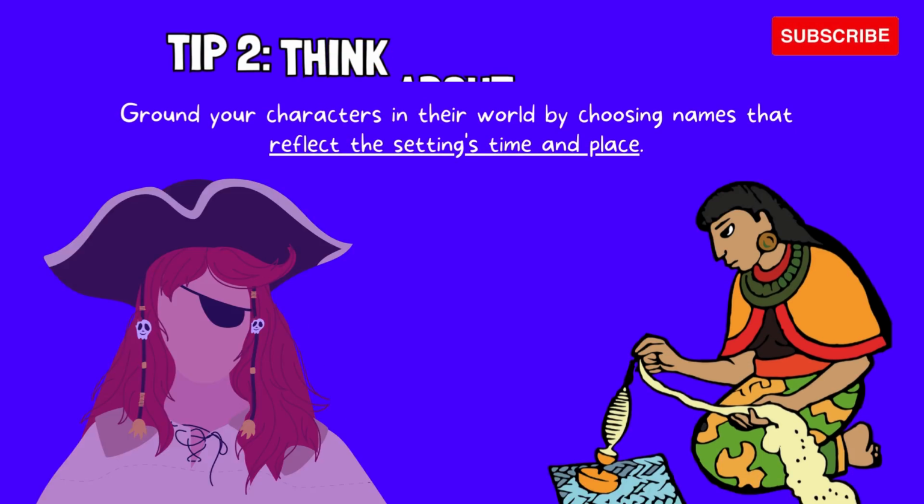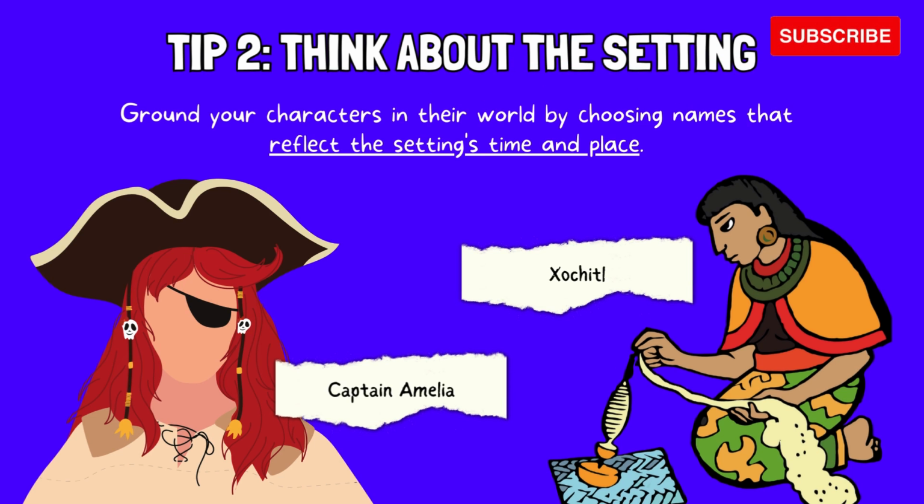Tip 2. Think about the setting. Ground your characters in their world by choosing names that reflect the setting's time and place. Imagine a swashbuckling pirate adventure on the high seas. Names like Captain Amelia or Long John Silver instantly conjure up images of the 18th century. Researching popular names from that era adds authenticity and helps your reader feel transported to that specific time period.